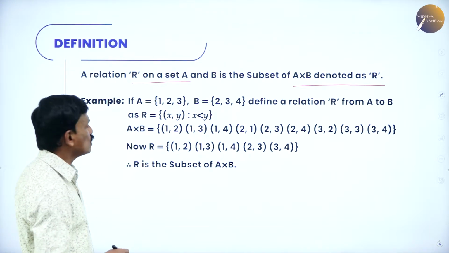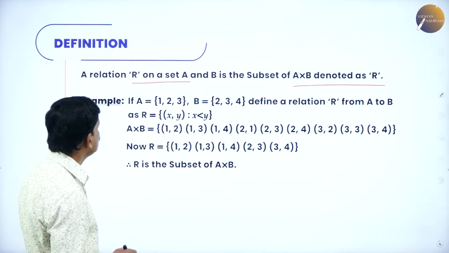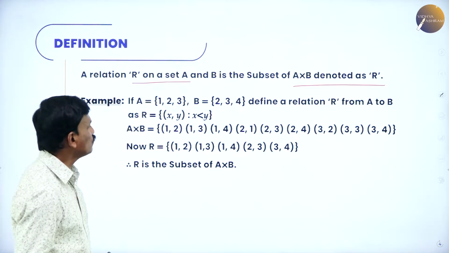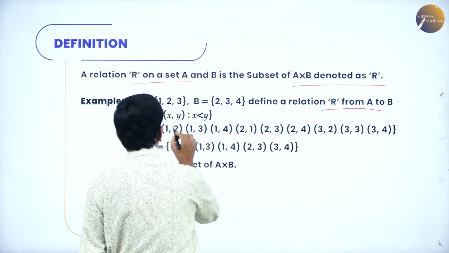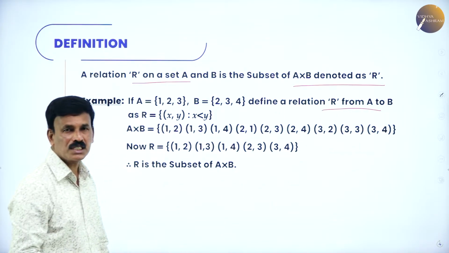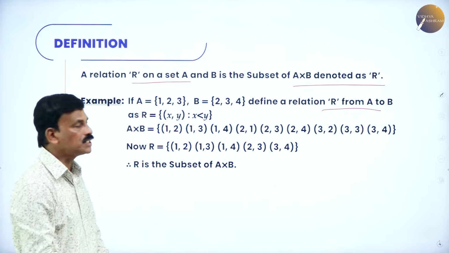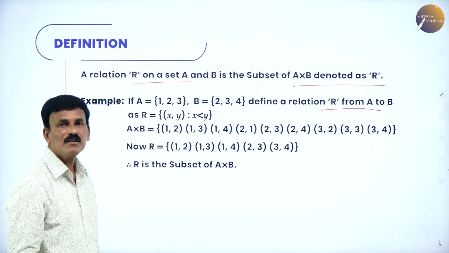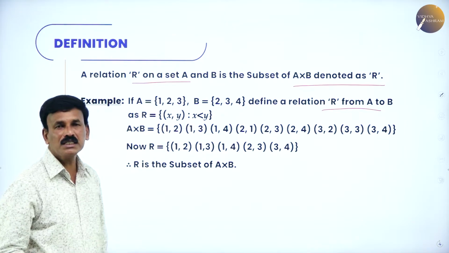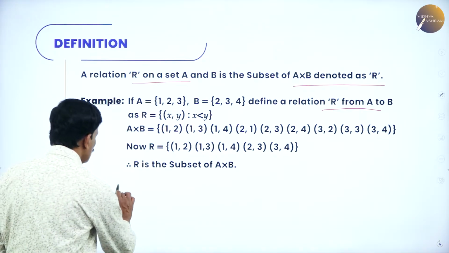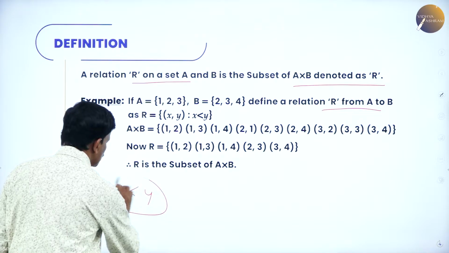Suppose A is equal to {1, 2, 3} and B is equal to {2, 3, 4}. Define a relation R from A to B as R is equal to the set of all ordered pairs (x, y) such that x is less than y. The first element is less than the second element. What is the given condition? x is less than y is the condition.